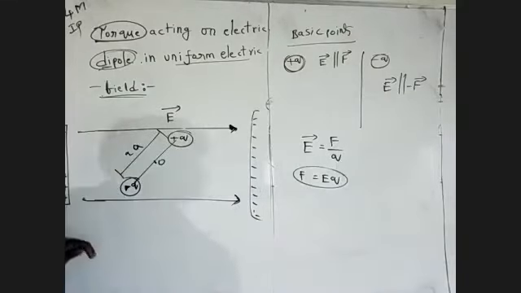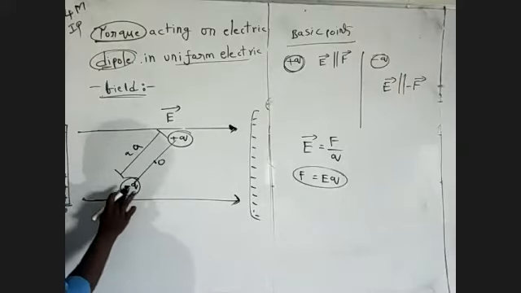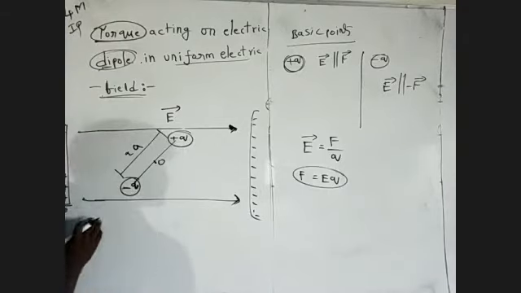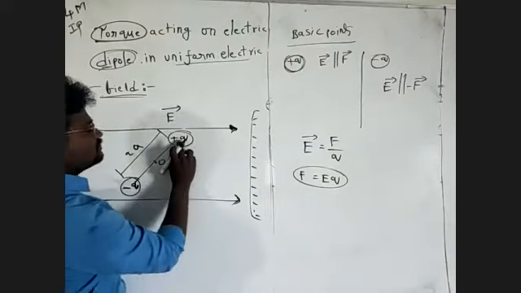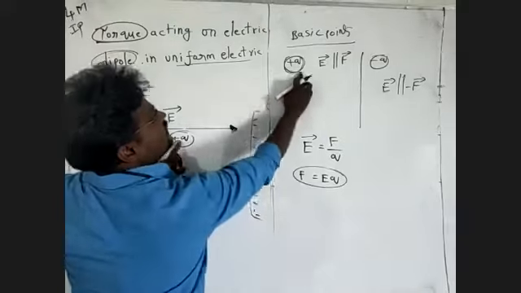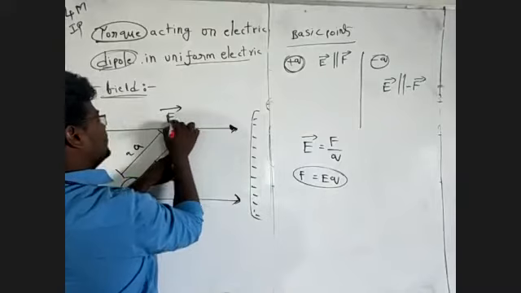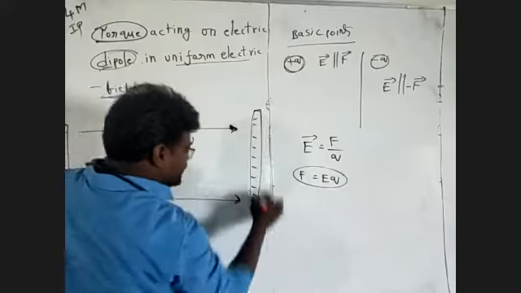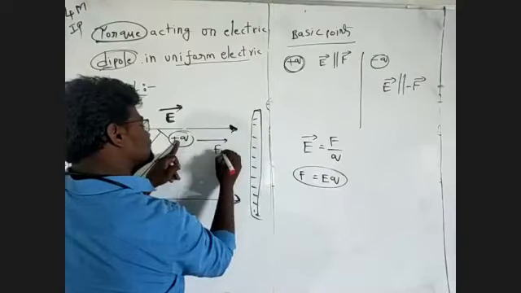Generally, this is a positive plate. This positive plate will attract a negative charge. This is a negative charge. This is a positive plate and this is a negative plate. Now this is a positive charge. For a positive charge, the direction of electric field and force are in the same direction. This is the direction of the electric field. This negative plate will attract positive charges in this direction. This is the force of electric.